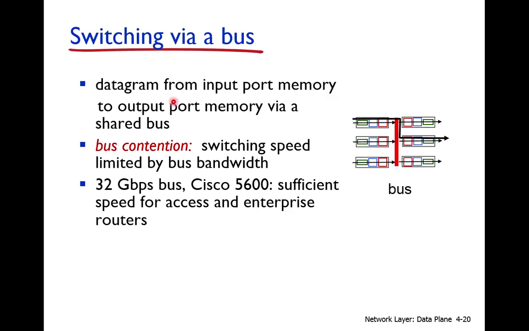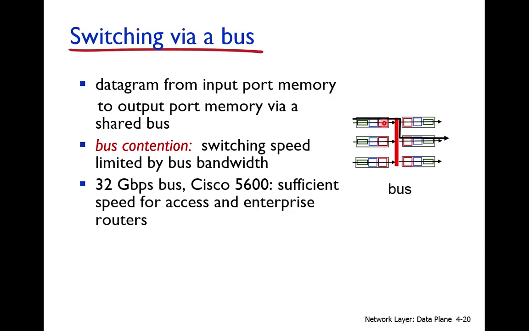So the datagram moves from input port memory to output port memory via a shared bus. That is, the packet moves from input port memory to output memory by using this shared bus. And what is a bus? It basically connects these input and output ports. But there is a problem. This is called bus contention, because this bus can be used by one packet at a time.